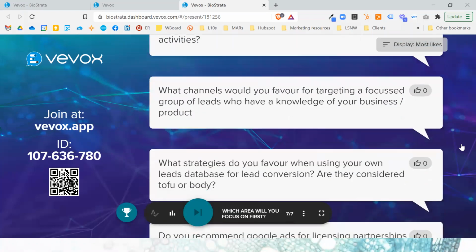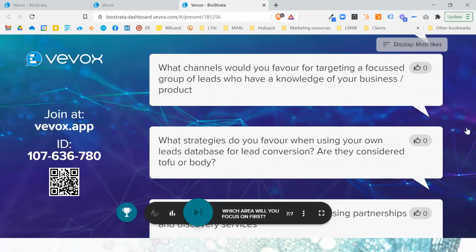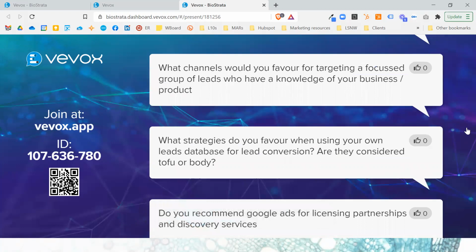What channels would you favor for targeting a focus group of leads who have a knowledge of your business product? That is a good question. Whenever I think about a group of leads of a certain size, I'm going to make an assumption here that maybe we're talking about less than 10 or less than 50 or less than 100. Typically, we'd be turning to account-based marketing approaches for that, assuming that those leads understood who we were and they had the budgets to spend with us that would warrant that level of focus in marketing to them. We'd leverage account-based marketing to give them a tailored marketing experience, to be honest.